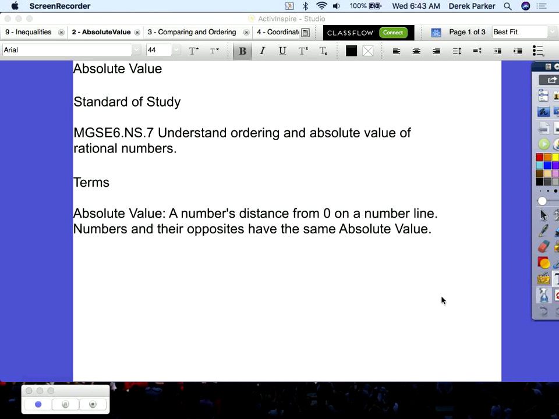In this lesson, you're going to learn what an absolute value is. This is standard 7th and 6th grade number system standards. You're going to understand ordering an absolute value of rational numbers. Terms to know: an absolute value is a number's distance from 0 on a number line. Numbers and their opposites have the same absolute value.